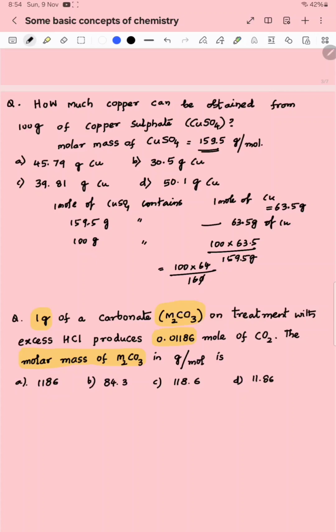Now this 0 gets cancelled. Now 4 sixteens are 64, 4 fours are 16. Now 160 by 4 means 4 ones are 4, 4 tens are 40. So the answer is approximately 40. From the given options, check the one closest to 40. The answer will be 39.81 grams of copper is present in 100 grams of copper sulfate. That is the answer for this question.